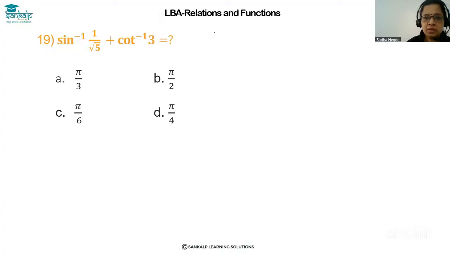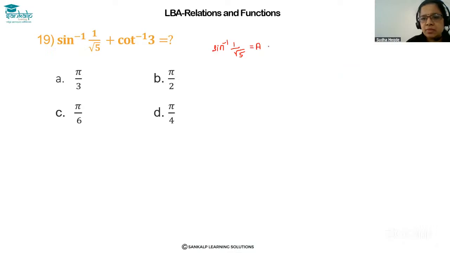Hi students, the question is sine inverse 1 by root 5 plus cot inverse 3 is equal to what? Option A pi by 3, option B pi by 2, option C pi by 6, option D pi by 4. Now let me take sine inverse 1 by root 5 is equal to A.